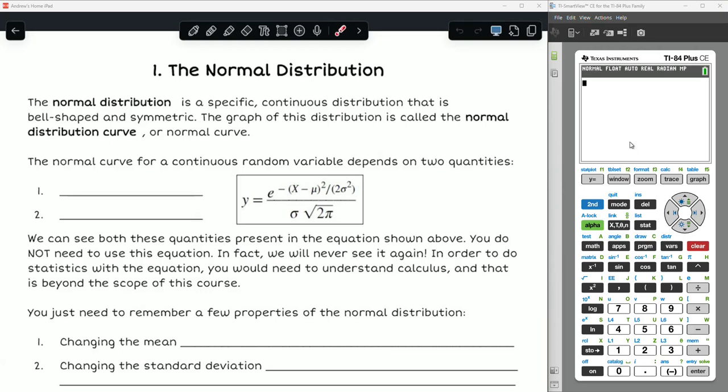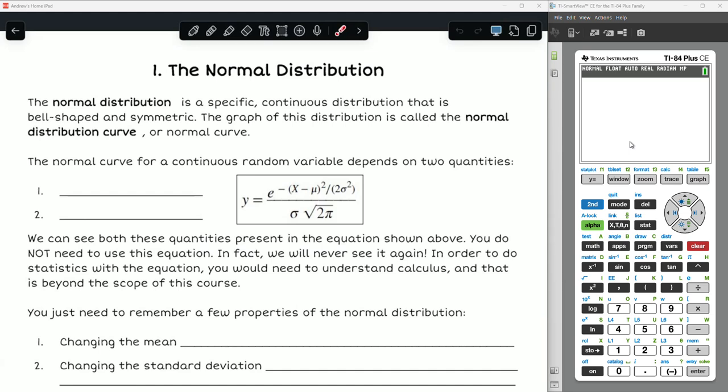In this video, we're going to talk about the normal distribution. The normal distribution is a specific continuous distribution that is bell-shaped and symmetric. And the reason we're focused on this is most of the situations that we're going to encounter for the second half of this course are going to be normally distributed. The graph of this distribution is called the normal distribution curve, or more simply, the normal curve.